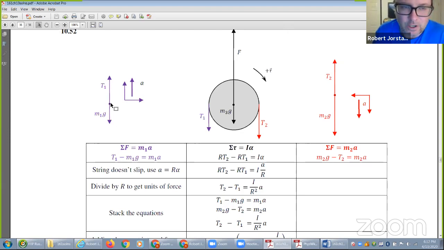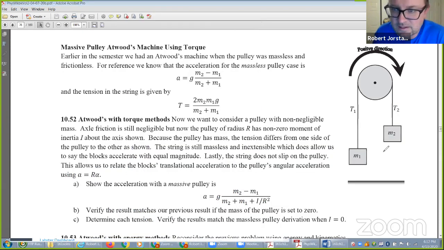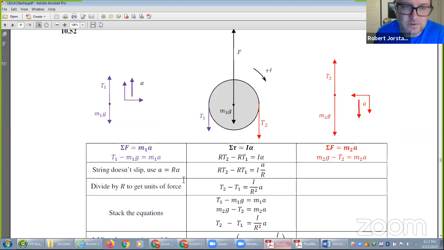There's the purple block. Just showing you one last time, I want to make sure you understand this one is the purple block right here. M1 is purple, and I think M2 was red. So now when I go over and show you the solutions, this was the purple block, this was the red block, and right here in the middle is the pulley.